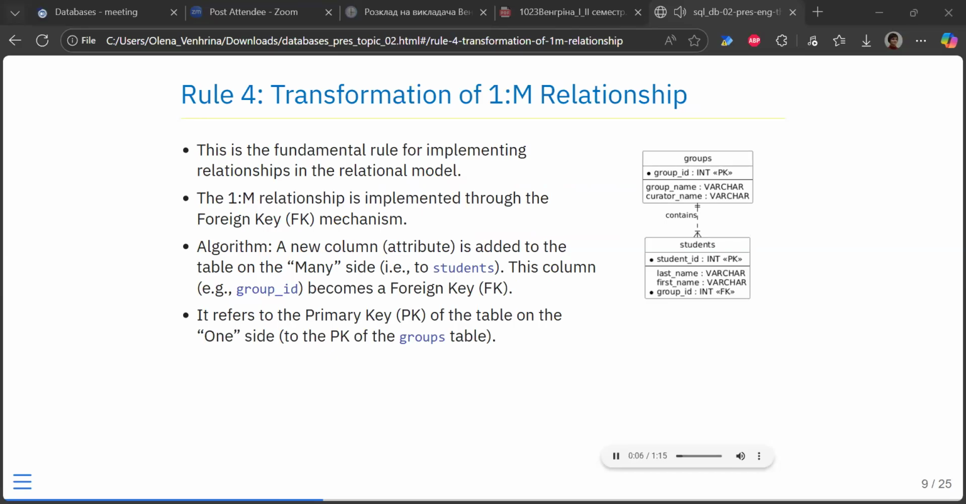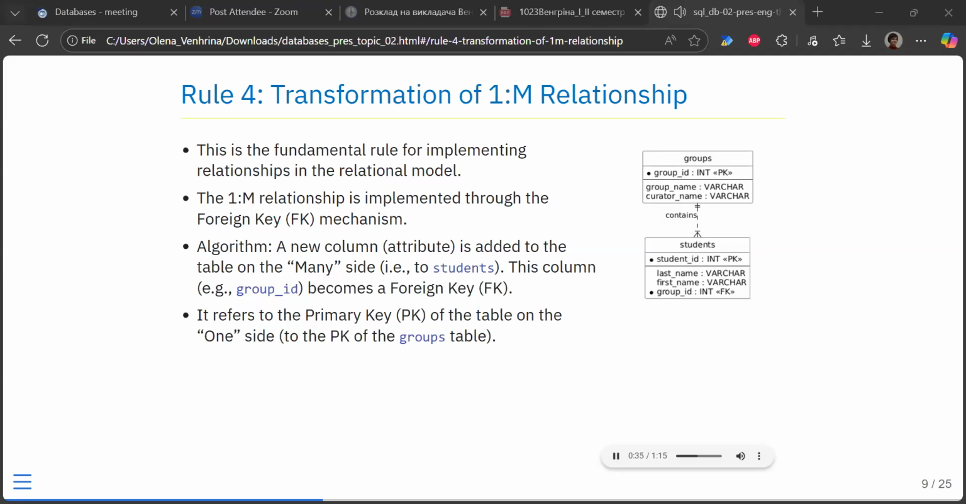Rule number 4, which we are now considering, is fundamental to all relational design. It describes the implementation of the most common relationship, one-to-many. A classic example in our university: one group has many students. The relational model has no arrows or pointers. It implements this relationship using data, specifically through the foreign key mechanism. The algorithm is always the same, and it is very important to remember the direction.